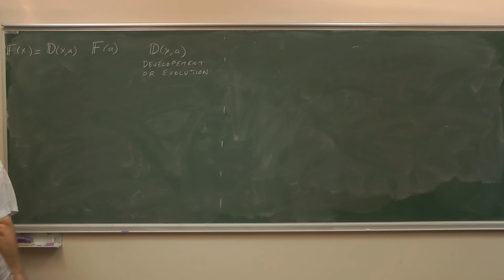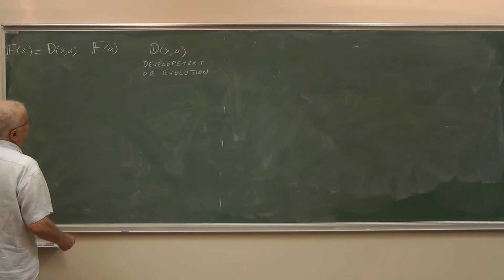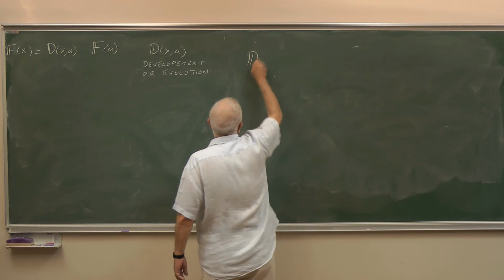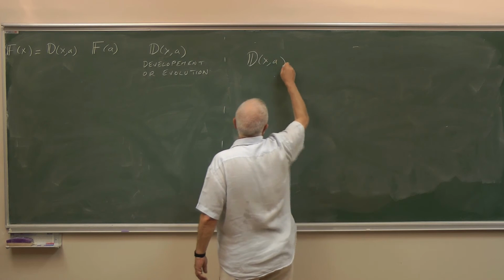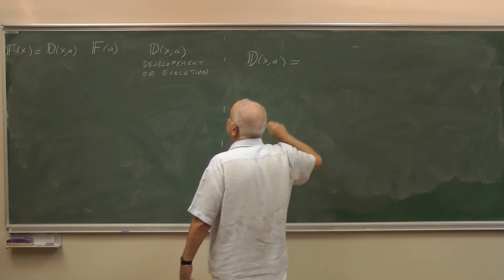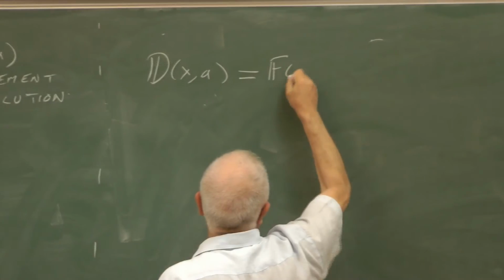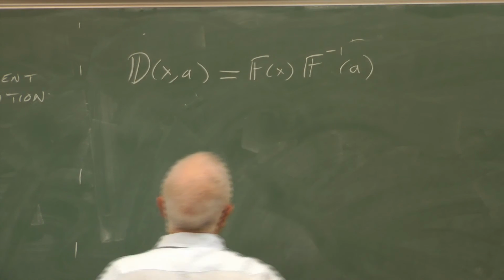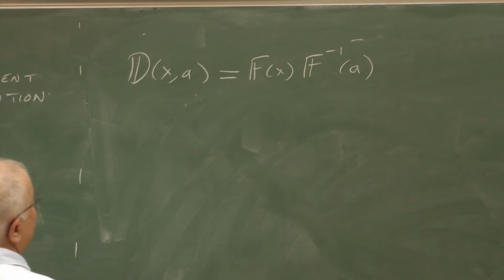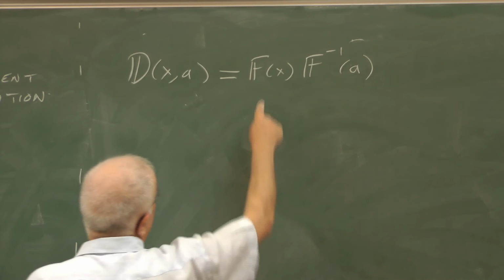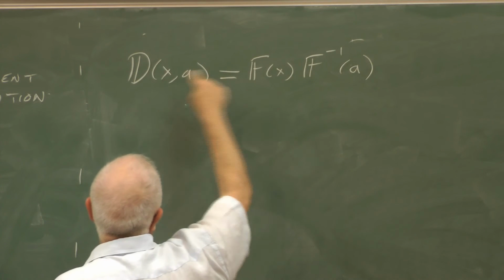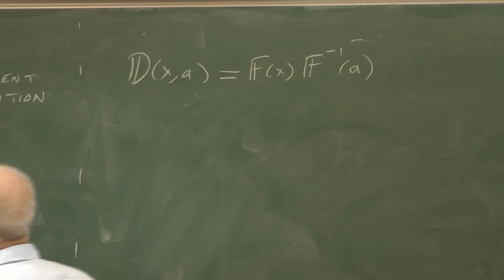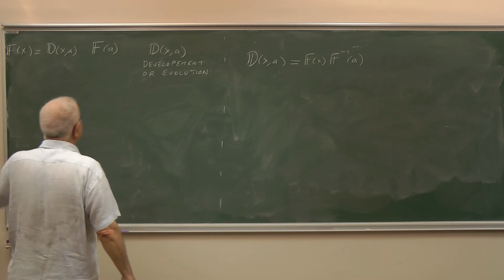Now, the trivial approach, d of x a equals f of x f inverse of a, is a circular argument, because I would use f of x to get the development operator to find f of x, and that does not make sense.